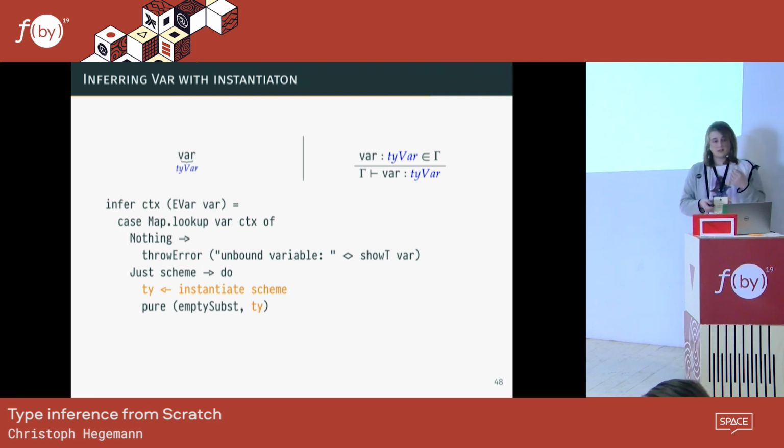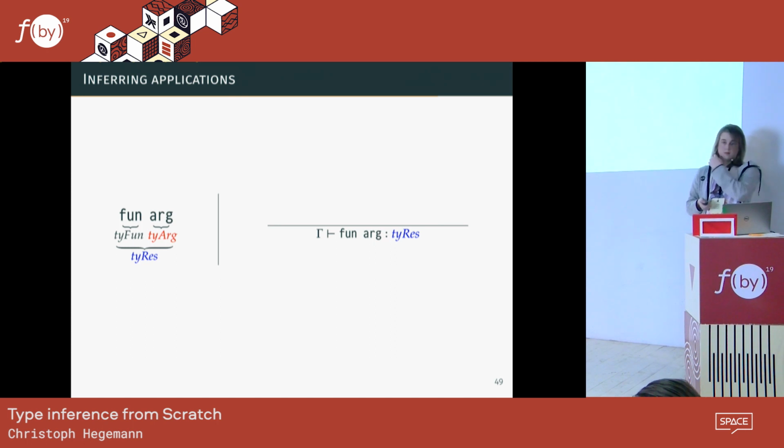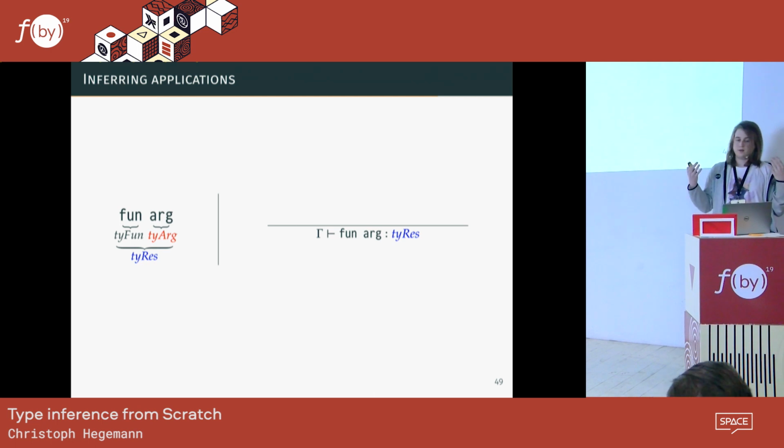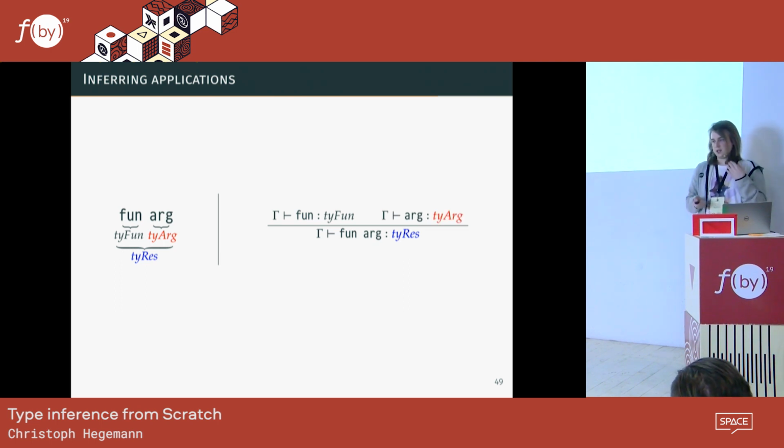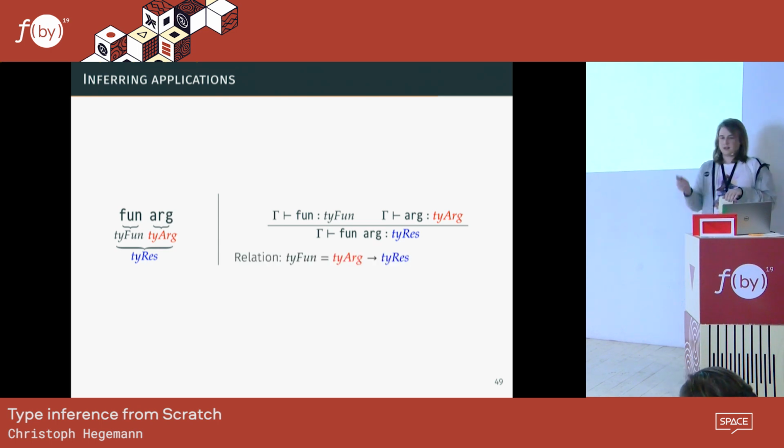So now the last construction in our language is application. In application, we've actually got three types. We've got the type of the function, the type of the argument, and the result type. So if we want to infer the type of the function application to be type result, we need to first show that the function has type fun, we need to show that the argument has type arg, and then there's an additional piece of information we have, which is that the type of function is type argument to type result. And we're going to need to use that piece of information to tie these together.